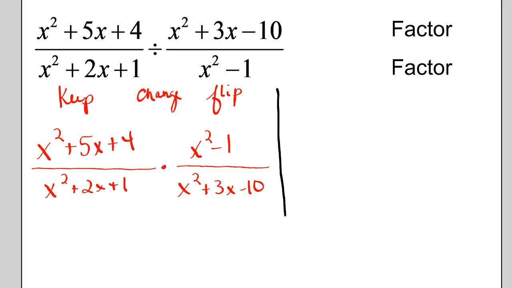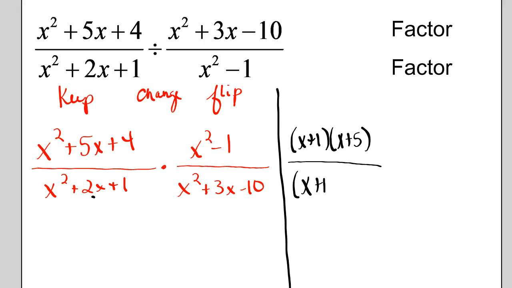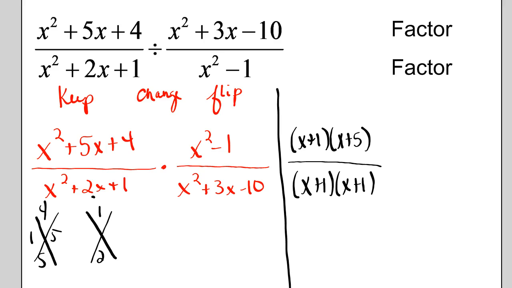Now I'm going to factor. So when I factor x squared plus 5x plus 4, that's x plus 1 times x plus 5. When I factor this denominator, that is x plus 1 times x plus 1. I'm doing two numbers that multiply to 4 that add to 5, which is 1 and 5. Two numbers that multiply to 1 and add to 2, that's 1 and 1. X squared minus 1 is that special case, the difference of squares, that's x plus 1, x minus 1.